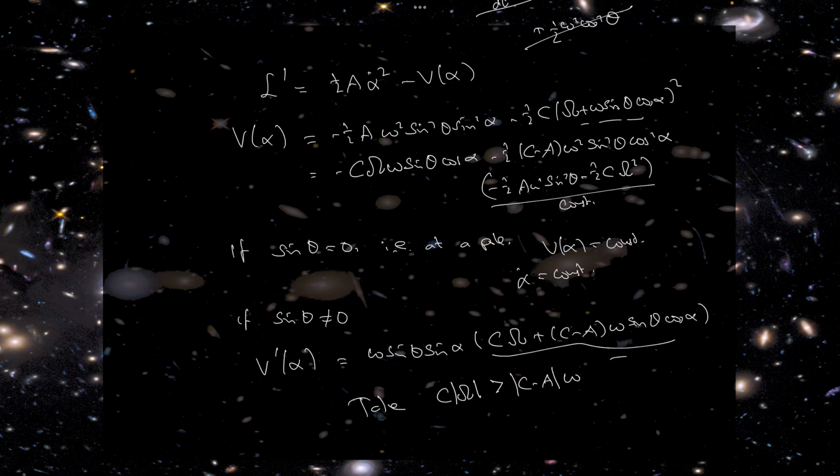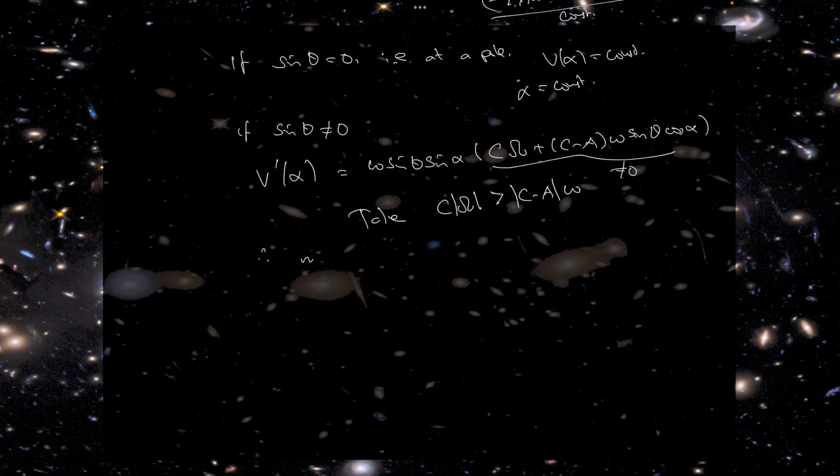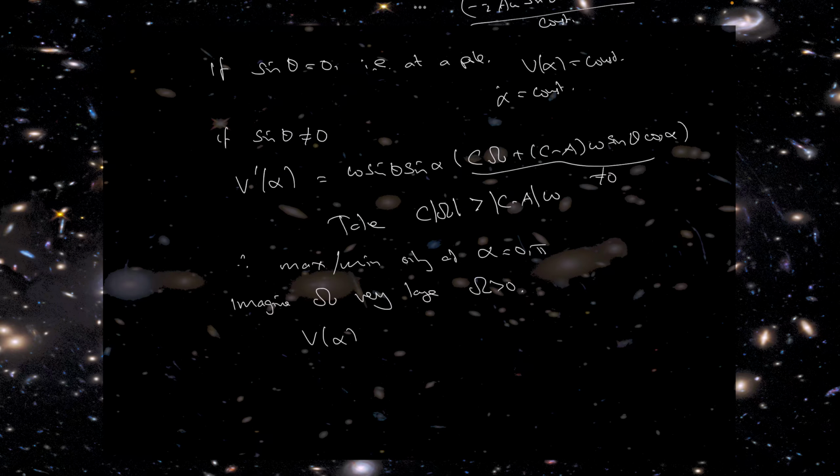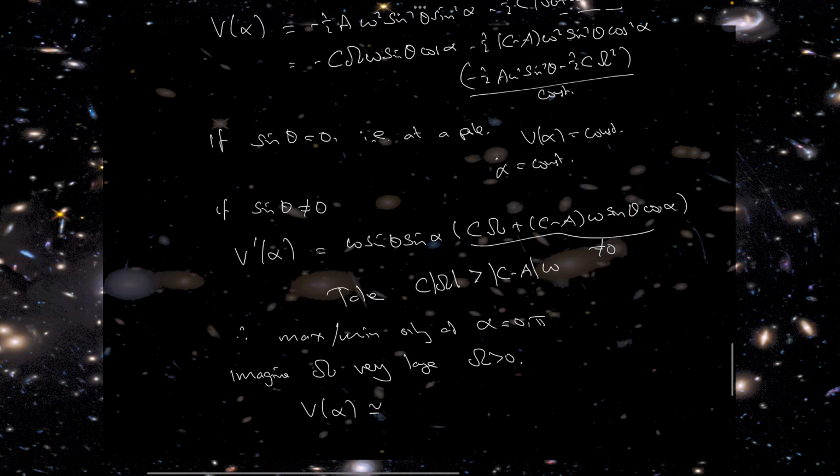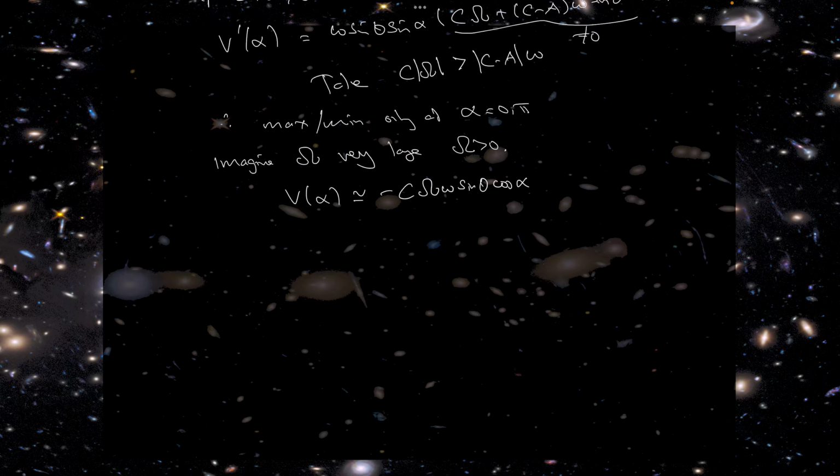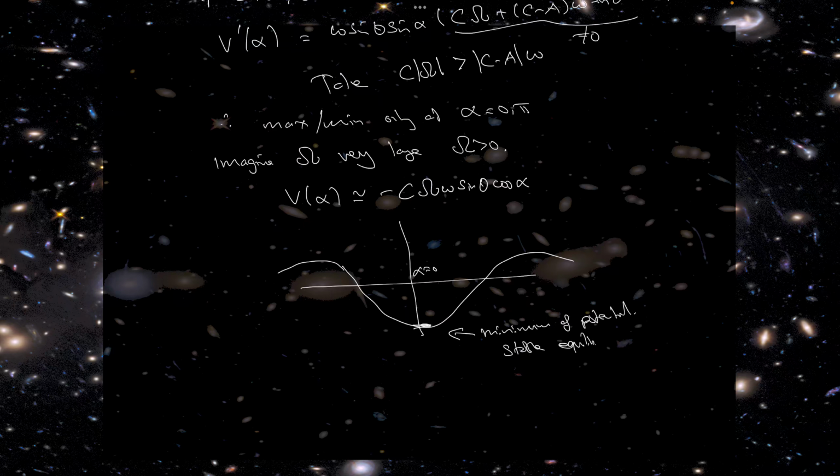And therefore this factor is not 0. Therefore we get a maxima or minima only at alpha equals 0 or pi. So imagine omega being very large, greater than 0. Then you can see the potential V(alpha) is approximately minus c Omega omega sine theta cos alpha. If we just plot that, we'll end up with a cosine curve here, and you can see we have a minimum of the potential at alpha equals 0, and that's a stable equilibrium.